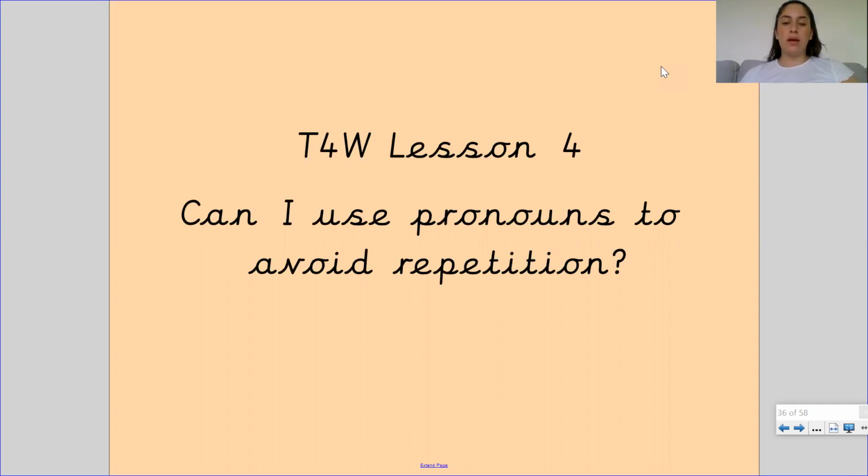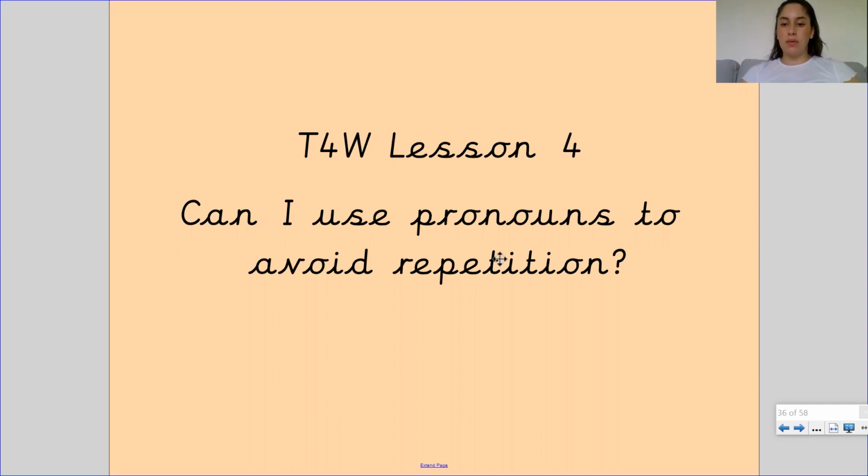Adverbs tell us when, where, or how, but adverbials of time don't tell us where or how. They just tell us when something's happening. So it's got to do with time. When something's happening, how often it's happening, and how long it's happening for.